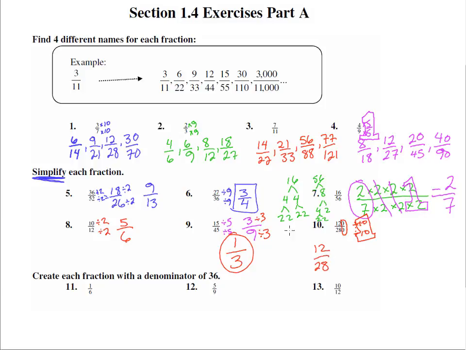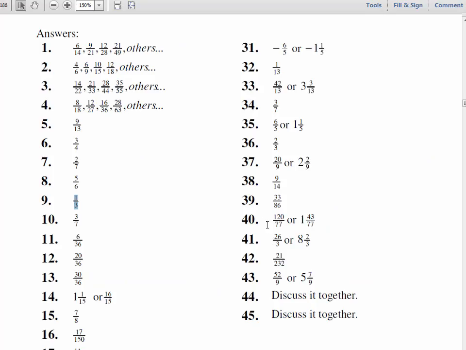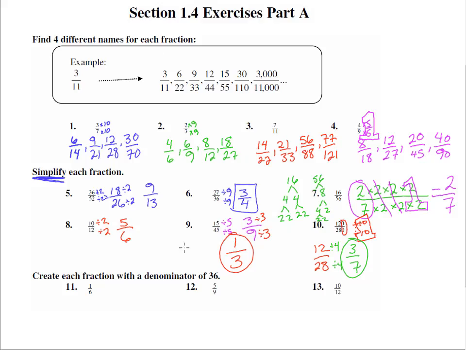12/28. Let's do that again. Let me see. Those are both in the 4 times tables, so we can divide by 4 and divide by 4, and we get 3/7. Good. Let's double check our answer. 3/7 is correct.